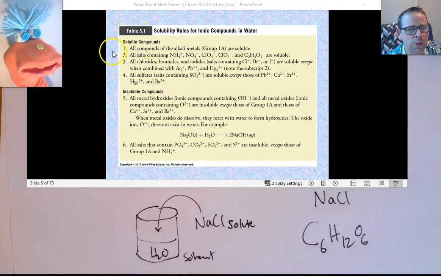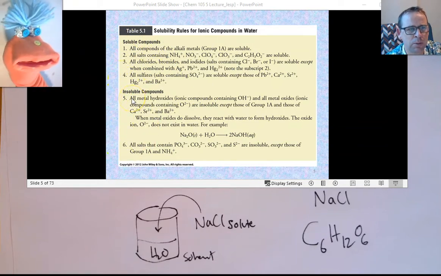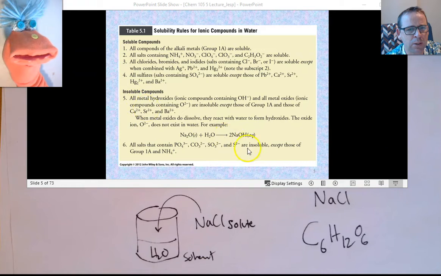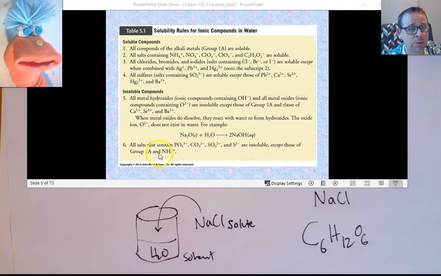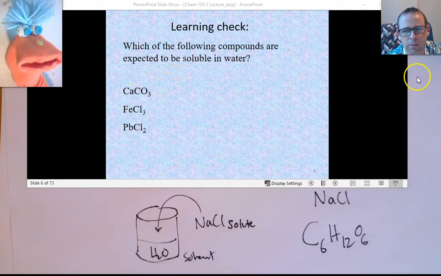These first four rules are about compounds that are generally soluble. The last two are about compounds that are generally insoluble. But recognize also that a lot of them say "except" at the end, so you have to read the exception clearly. Okay, so let's look at this example. Which of the following compounds are expected to be soluble in water? Calcium carbonate. What do you think?